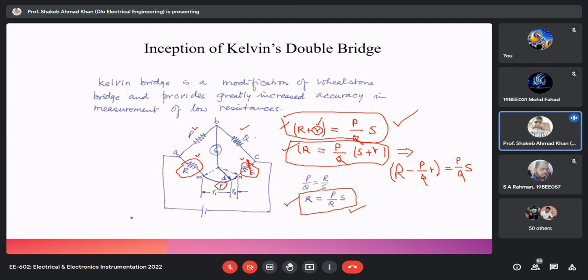But as far as the arms R and S are concerned, their values are small, so their lead and contact resistance have a significant contribution in the balance equations. So that's why I had shown here the small r we are considering either with R or with S, because these lead and contact resistances are significant in comparison to their known counterpart or unknown counterpart or the bridge resistance counterpart.